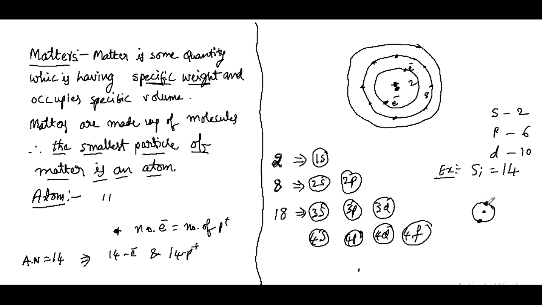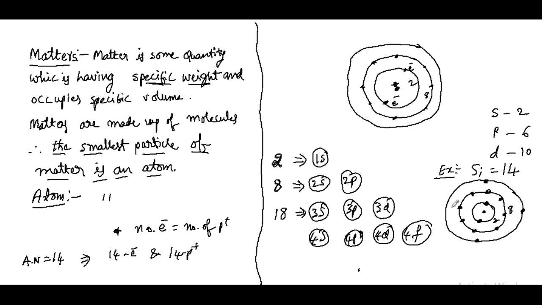So from the 14, 2 electrons are occupied in the first orbit, and the remaining electrons enter the second orbit. Right? The maximum capacity of the second orbit is 8 electrons. So here 8 electrons are located in the second orbit. So in the first orbit 2 electrons and in the second orbit 8 electrons. Totally 10 electrons are completed and the remaining 4 electrons are there. Those 4 electrons are located in the third orbit now.